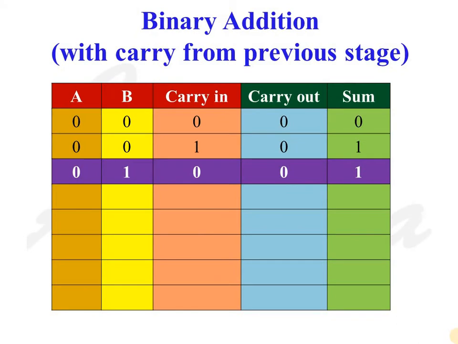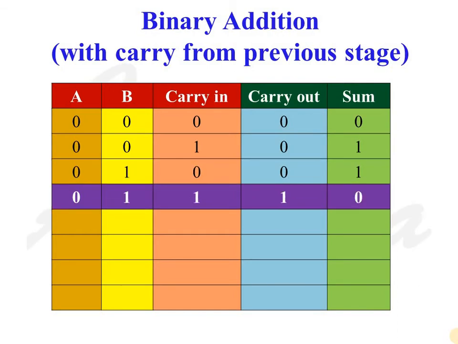When A is equal to 0, B is equal to 1 and carry in is equal to 0. Sum is equal to 0 plus 1 plus 0. That is equal to 1. So sum is a single bit number, 1. There is no overflow in the result of the operation. So carry out is equal to 0.